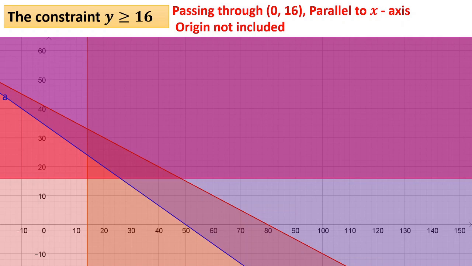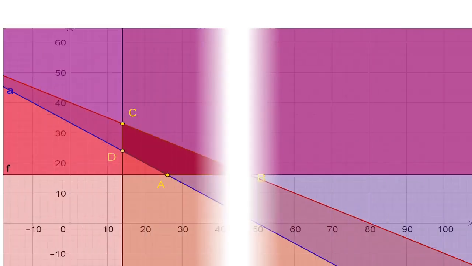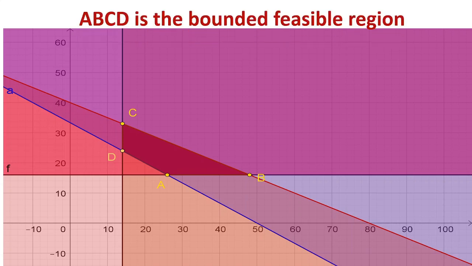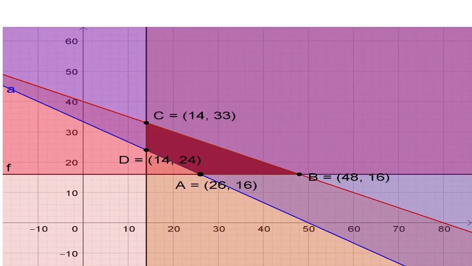not included. Now, you are seeing the region being formed in the first quadrant. This is the region, A, B, C, D, being formed by all the 4 lines, where A, B, C, D is the bounded feasible region. Now, we have to get the coordinates. You can get it from the diagram directly, or you can solve the equations and you can get it.